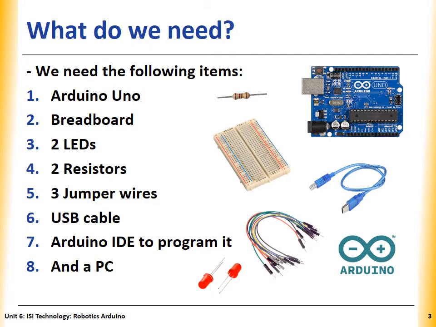So what do we need for our project today? We need the following items. First, we need, of course, the Arduino Uno, as all of you know, the breadboard, two LEDs, two resistors, three jumper wires, a USB cable to connect it to the computer, the Arduino IDE to program it, and of course a computer.